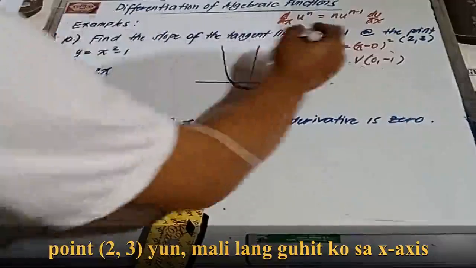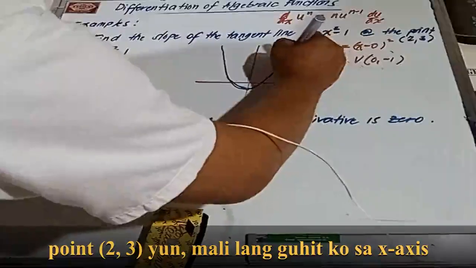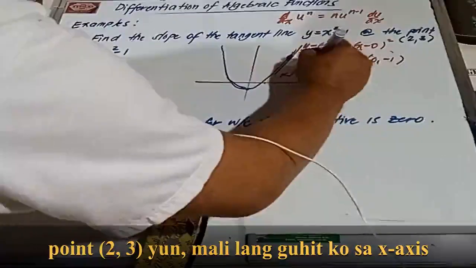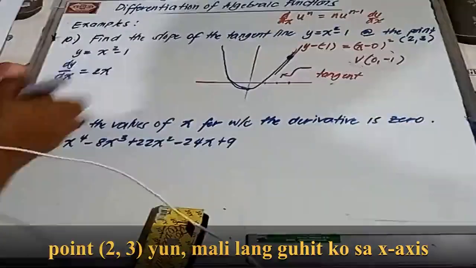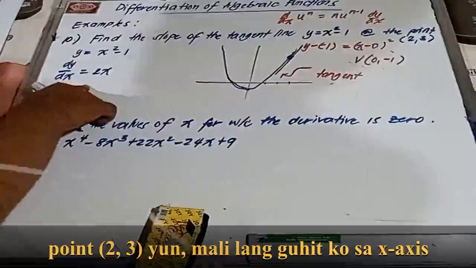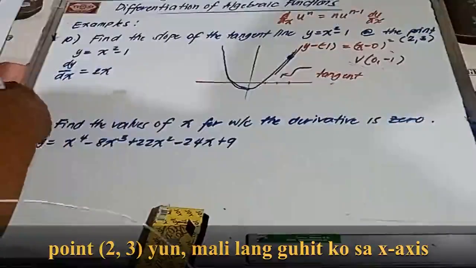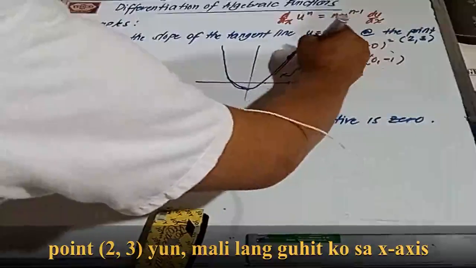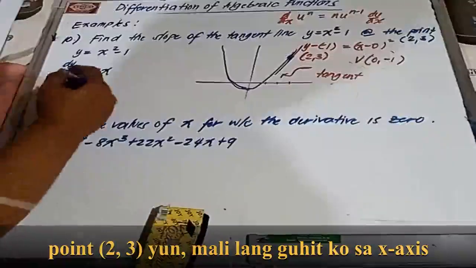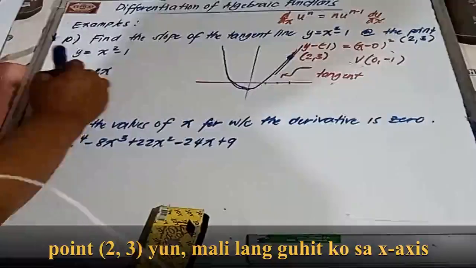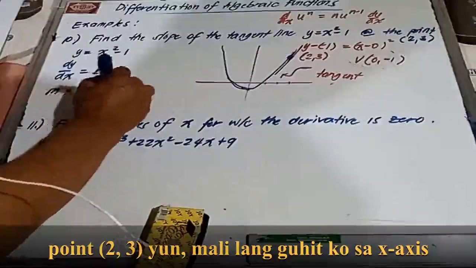So, aalamin natin kung anong slope dito. Ang ating tangent line, kukunin natin yung slope niya. Pero ito yung slope na mismo nung ating parabola at any point. But specifically, ang pinapakuha sa ating slope ay at (2, 3). So, ang slope niya is m. Yun ang ginagamit nating notation for slope, which is also equal to dy over dx.